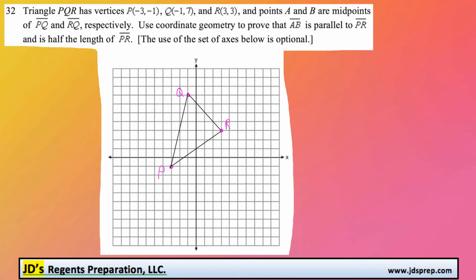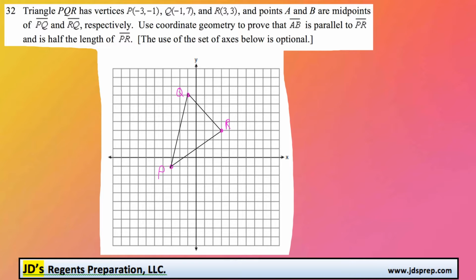Welcome to question number 32 from the August 2017 Geometry Regents exam. In this question, we're given a triangle with 3 vertices, and I've already gone ahead and plotted them on the coordinate plane here. It says that points A and B are midpoints of PQ and RQ respectively. We need to use coordinate geometry to prove that AB is parallel to PR and is also half the length of PR. So a couple different things we need to get done.